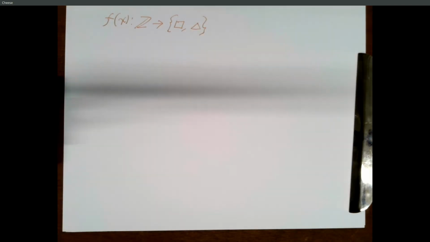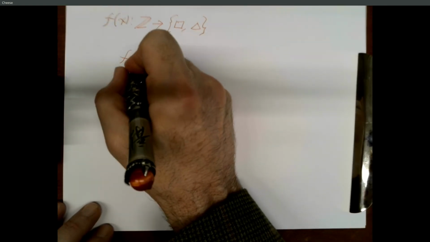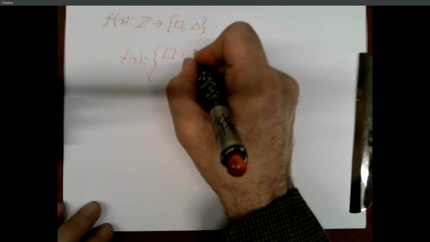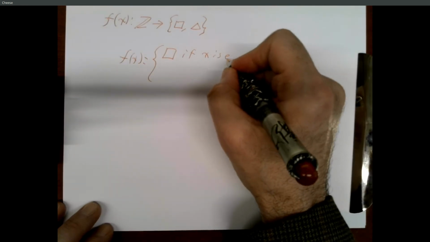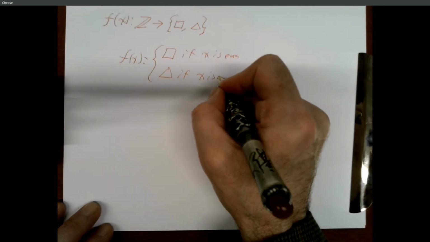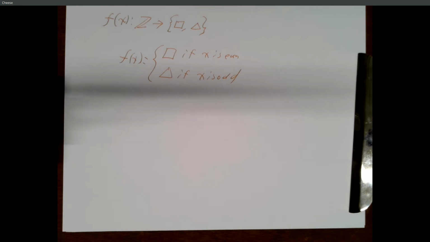I can define a function which maps from the integers to the set {square, triangle}, where I define f of x to be square if x is even and triangle if x is odd. That's a fine function.